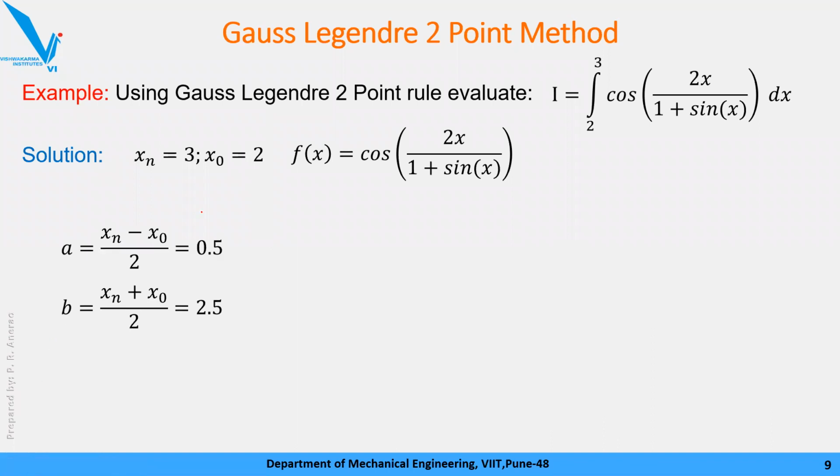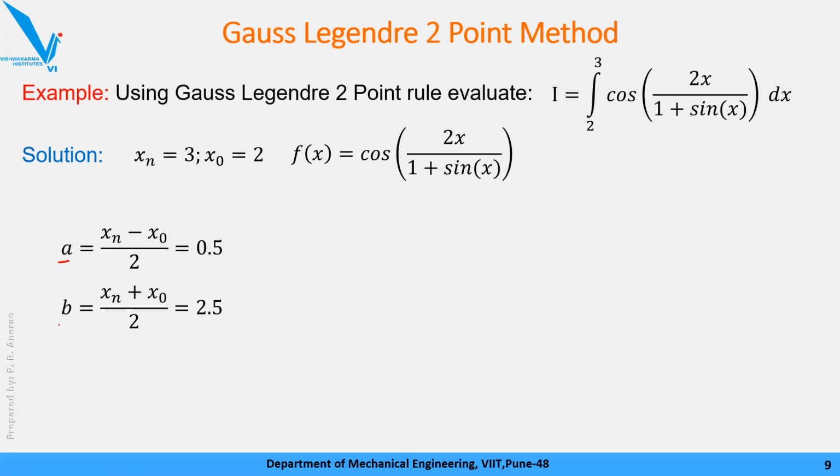Then step number 2, calculate a and b. a we calculate as (3 minus 2) divided by 2, so 1 upon 2, 0.5. a will be equal to 0.5. For b, what do we do? We add both of these: 3 plus 2 is 5, 5 by 2 is 2.5. So we got a and b.